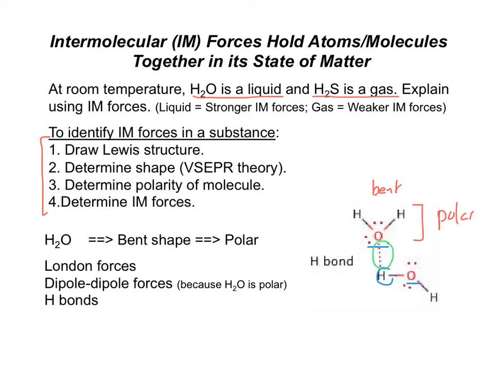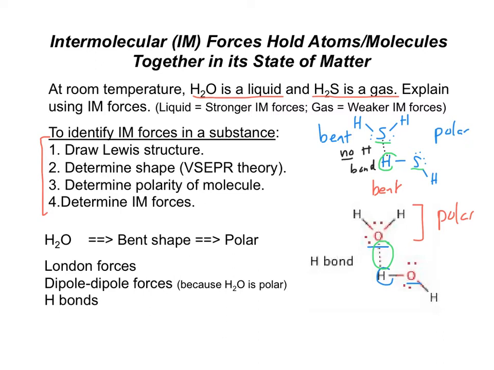So stop the video and determine the intermolecular forces in H2S. And here are the answers. Just like water, H2S is a bent shape and is polar. But this is not a hydrogen bond. Sulfur is not a very electronegative atom like oxygen is.